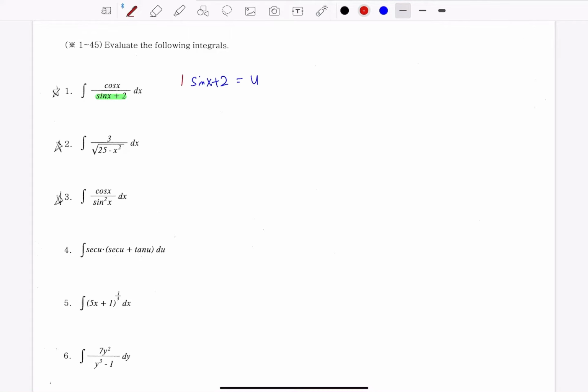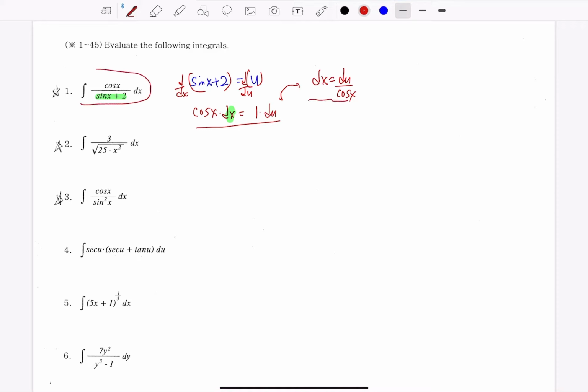On the left side, differentiate in terms of x. On the right side, differentiate in terms of u. So the left side is cosine x dx. The right side is 1 times du. And then you isolate dx from this equation. So dx is equal to du over cosine x.